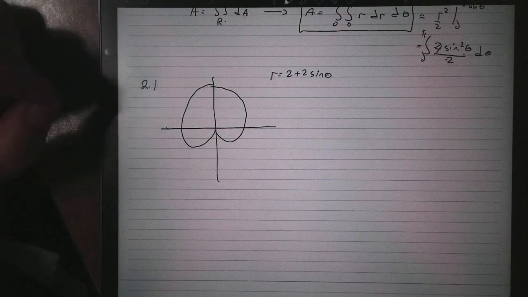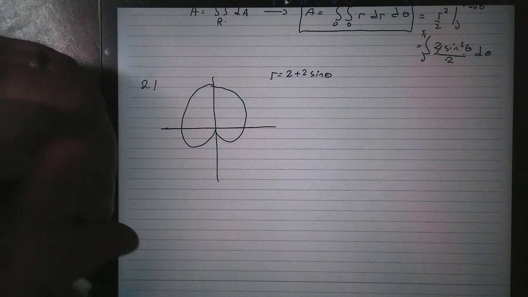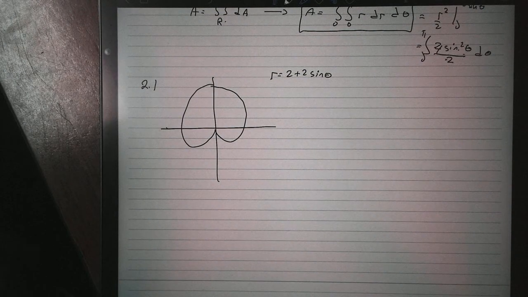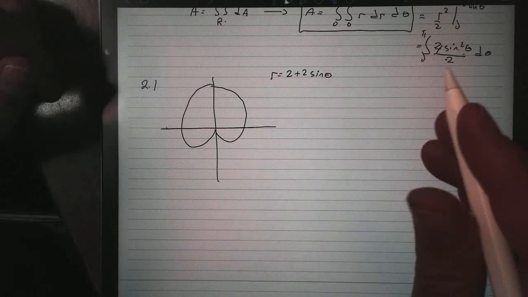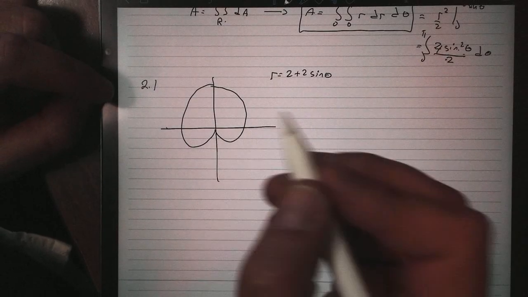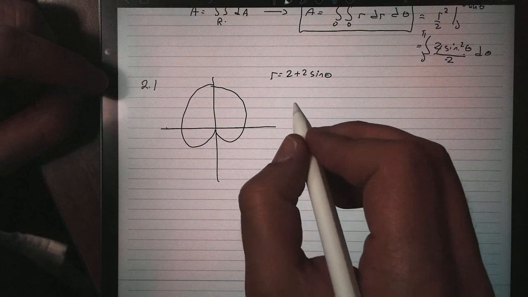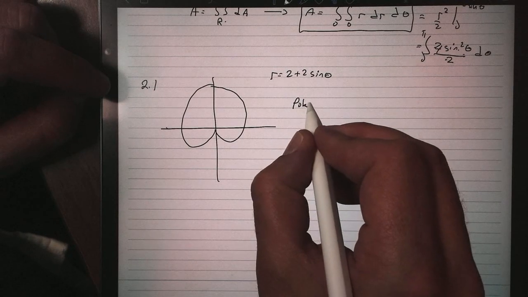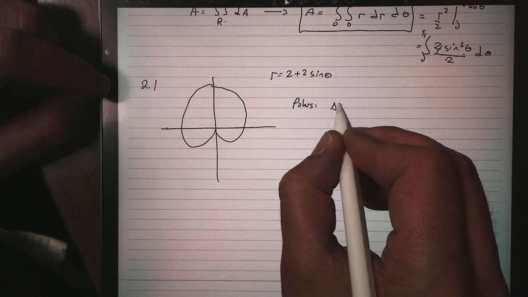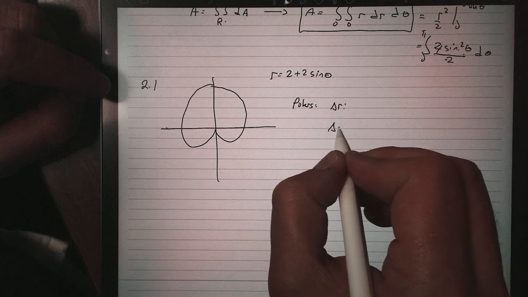All right, so let's take a look at number 21. This is a cardioid graph. You might recognize it from pre-cal. If I want to solve this one, same idea with polars, I need the change in radius and the change in theta.